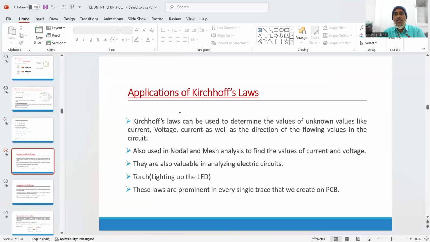Then some applications of Kirchhoff's laws: they can be used to determine the values of unknown quantities like current and voltage, and are also used in node and mesh analysis for finding the current and voltage parameters. These laws are prominent in every single trace that we create on a PCB.